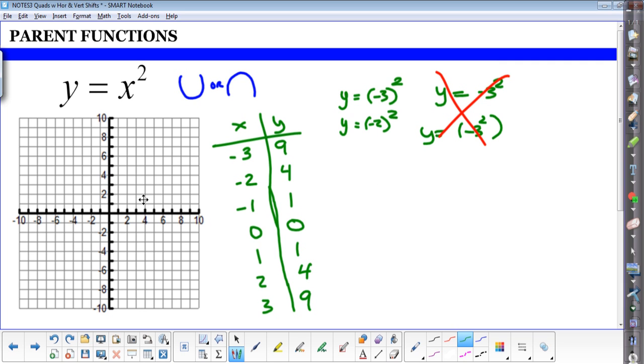Okay? I start to repeat, so as I graph these: -3, 9, -2, 4, -1, 1, 0, 0, 1, 1, 2, 4, and 3, 9. All I did was plot these points, because that's what these are. These are a bunch of points, a bunch of solutions. I plotted them on the graph.